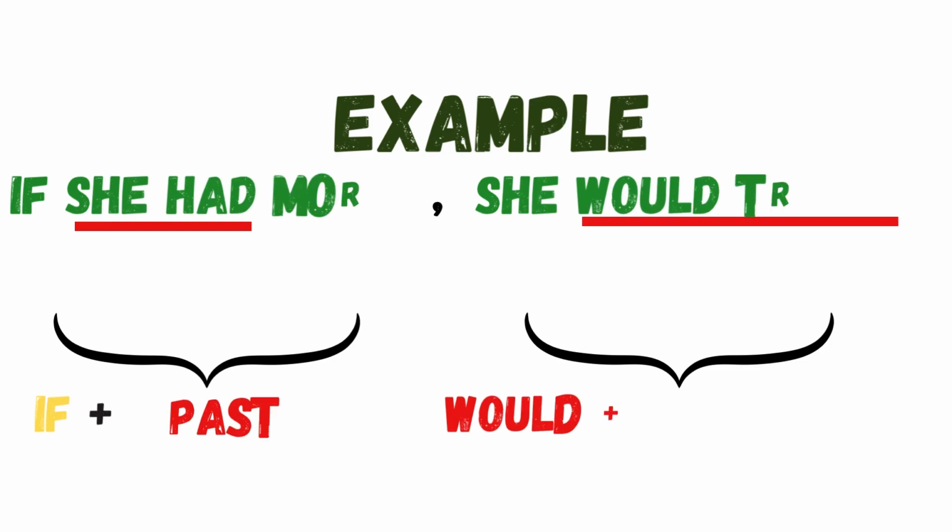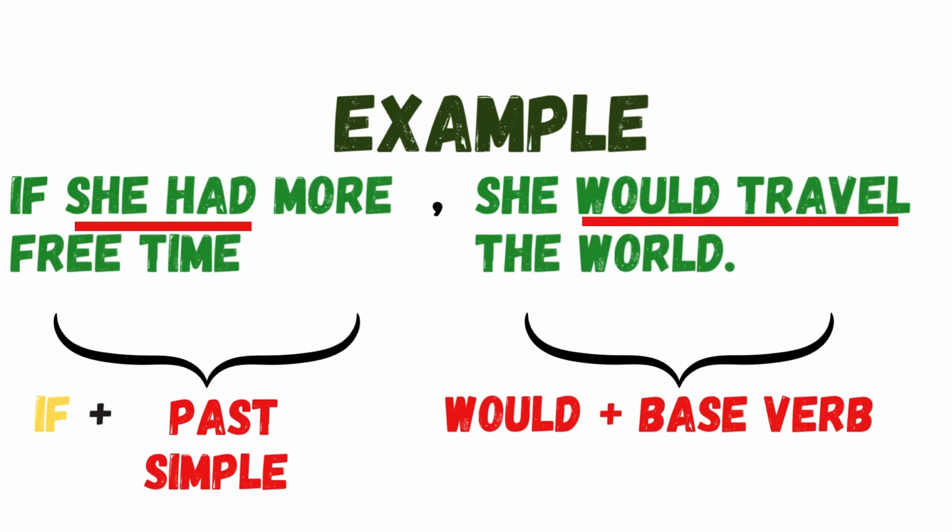Example 2. If she had more free time, she would travel the world. If clause, condition: if she had more free time, past simple, imaginary situation. Main clause, result: she would travel the world, would plus base verb. Explanation: this means she does not have much free time now, but she is imagining what she would do if she had it. It's an unreal or imaginary situation, not true at the moment.